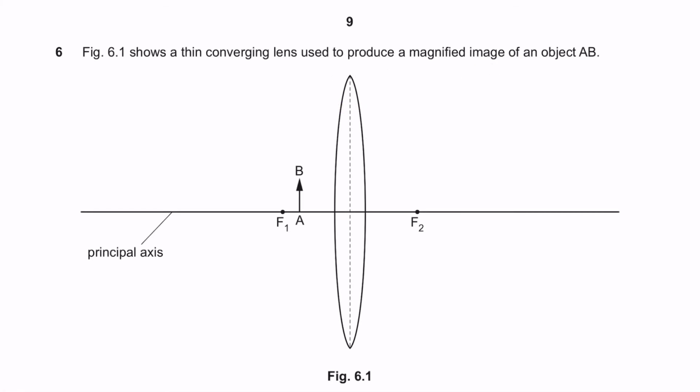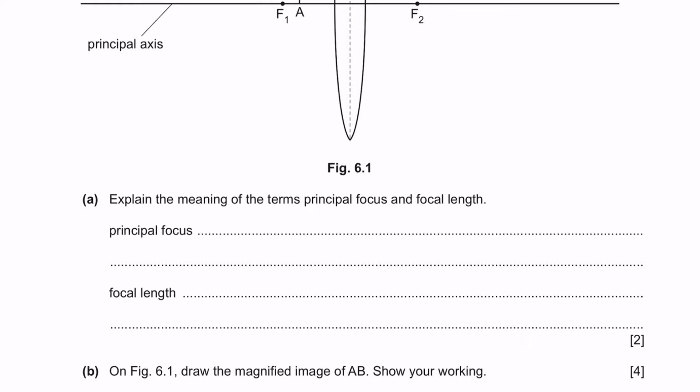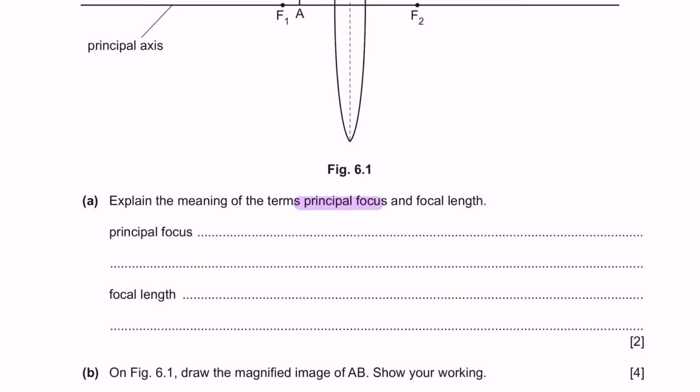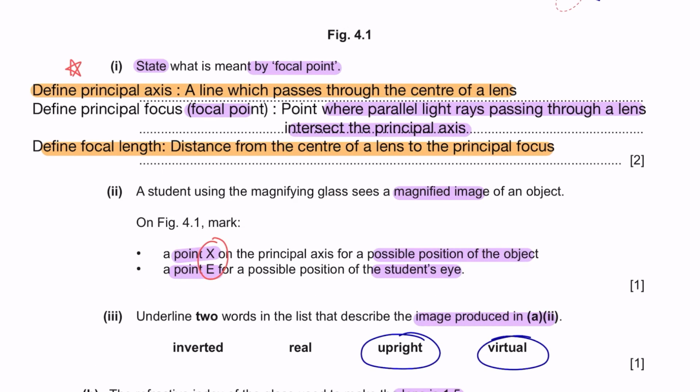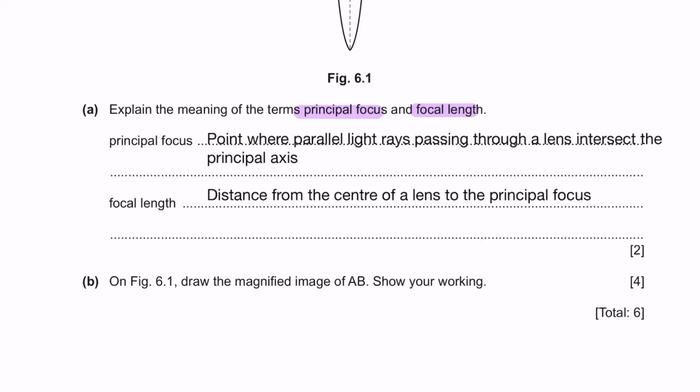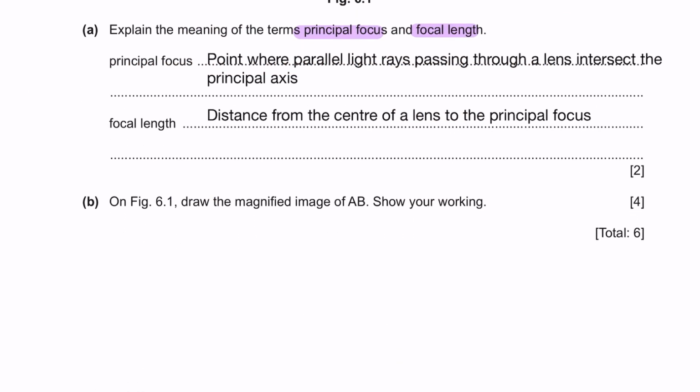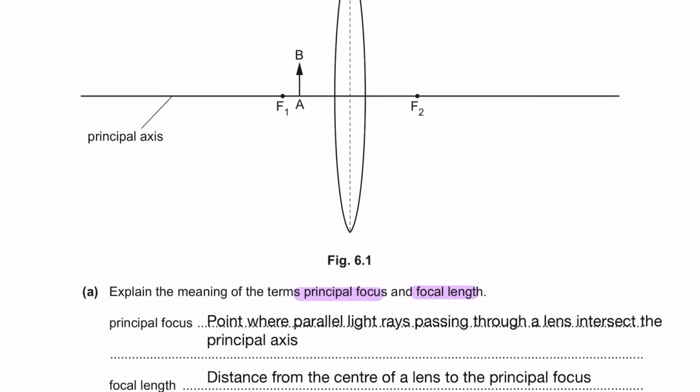Next, question 6. Figure 6.1 shows a thin converging lens used to produce a magnified image of an object AB. Question A. Explain the meaning of the terms principal focus and focal length. So we have gone through this in the last past paper, the definition of principal axis and focal length. Next, question B. In figure 6.1, draw the magnified image of AB and show all your working.